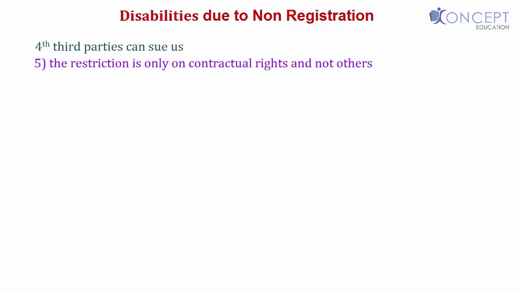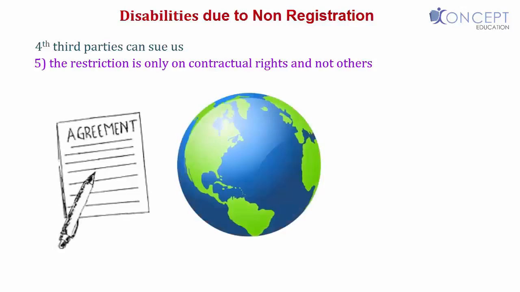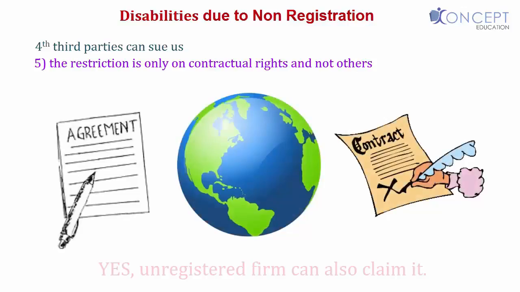And the fifth is, the restriction is only on contractual rights and not others. So if a right arises out of the world of contract, then yes, an unregistered firm can also claim it.